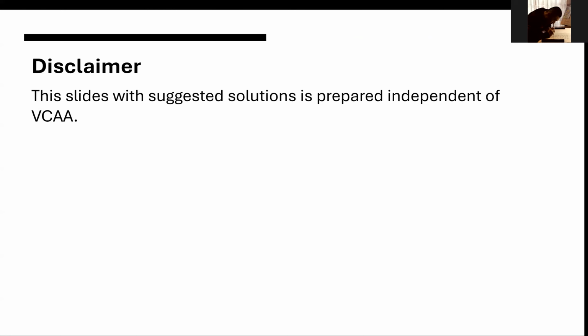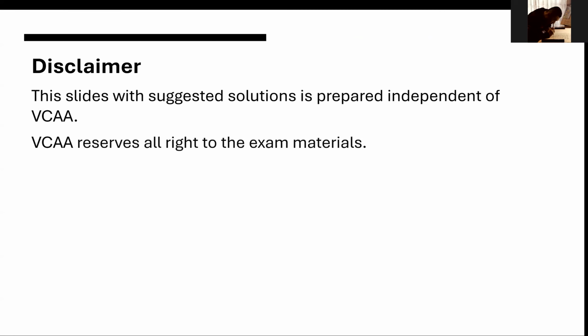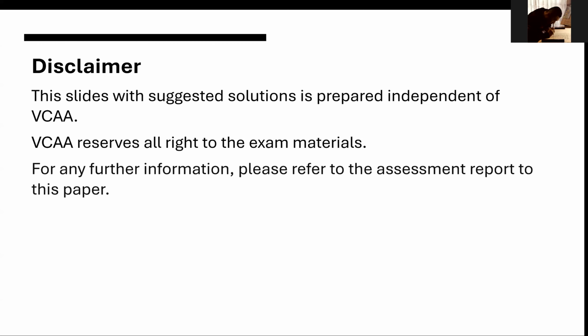This slide with my suggested solution is prepared independent of VCAA, and VCAA reserves all rights to the exam materials. If you want to find out any further information, please refer to the assessment report for this paper. By the way, VCAA has uploaded the marking guide for this paper as well, so you can access the published marking guide on the VCAA website.